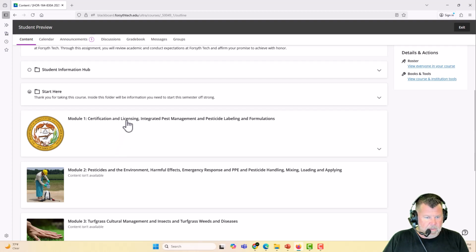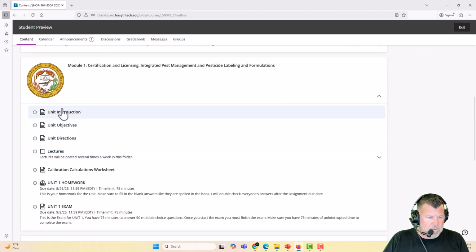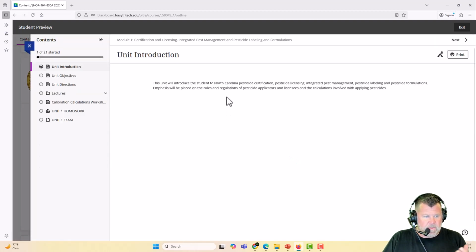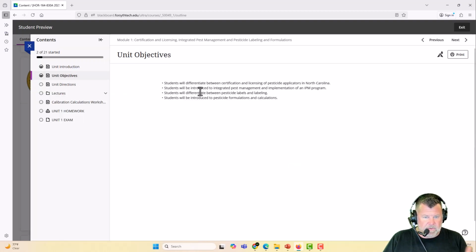Well, let's get back into Module 1. You have your unit introduction. It's just going to talk about what's there. Your unit objectives, what is it that we're going to learn? We'll differentiate between certification and licensing of pesticide applicators in North Carolina. Introduced to integrated pest management and implementation of an IPM program. You will differentiate between pesticide labels and labeling, and you will be introduced to pesticide formulations and calculations.